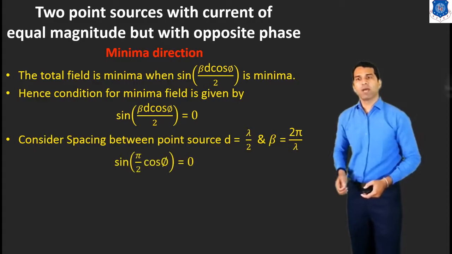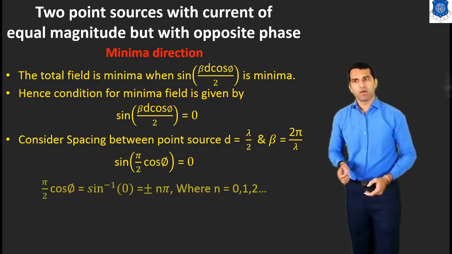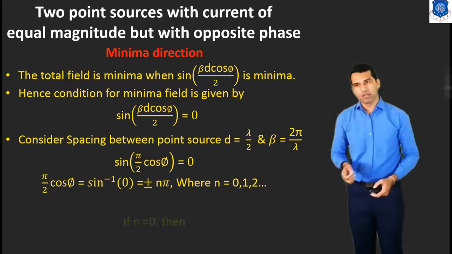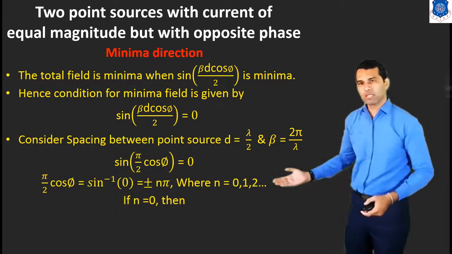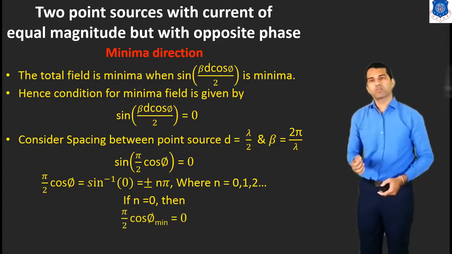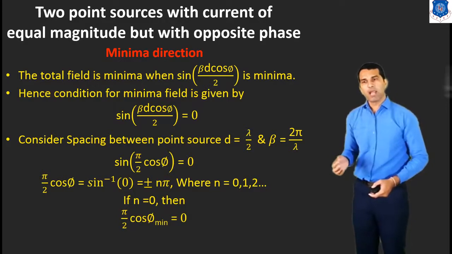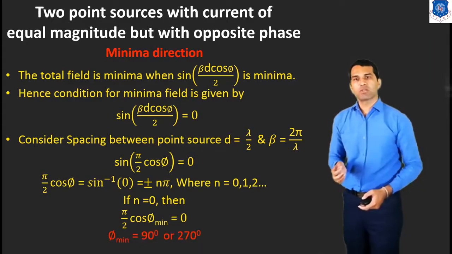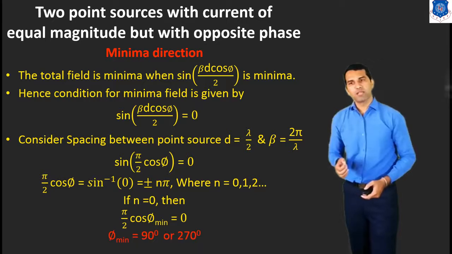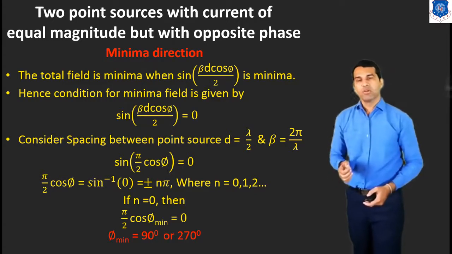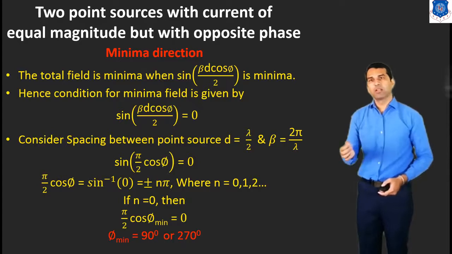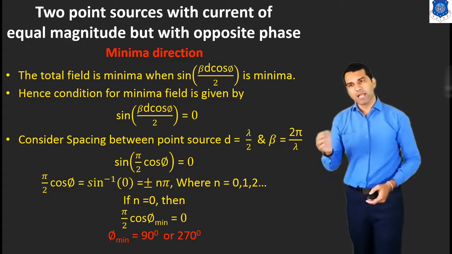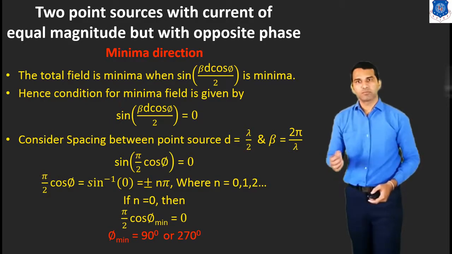So the equation becomes sin((π/2) cos φ) = 0. Now we solve. The sin inverse of 0 is nothing but ±nπ, and we put n = 0 in this equation. So we get (π/2) cos φ = 0, and so we get φ = cos inverse 0, and cos inverse 0 is when φ = 90 degrees or 270 degrees. So the minimum direction for the two point sources with currents of equal magnitude but opposite phase is 90 degrees and 270 degrees.